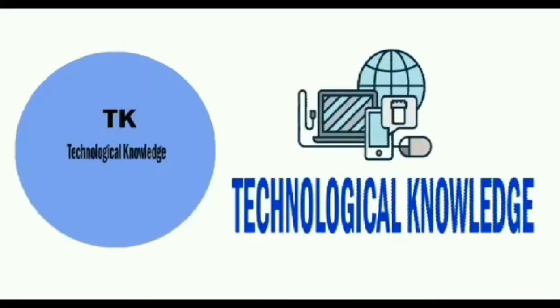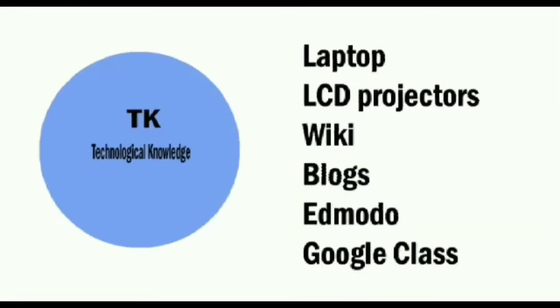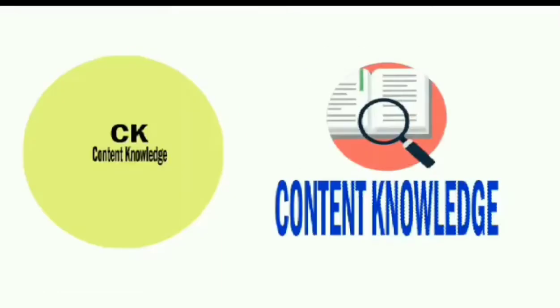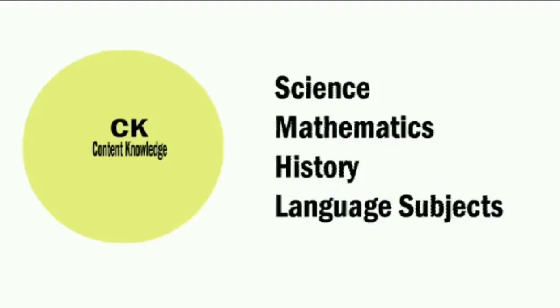First is TK or technological knowledge. It is knowledge about how to use ICT, hardware and software, and associated peripherals. Example, knowledge on how to use a laptop, LCD projectors, wikis, blogs, Edmodo, and Google Classroom. Next is CK or content knowledge. It is knowledge of the subject matter. Example, knowledge about science, mathematics, history, and language subjects.